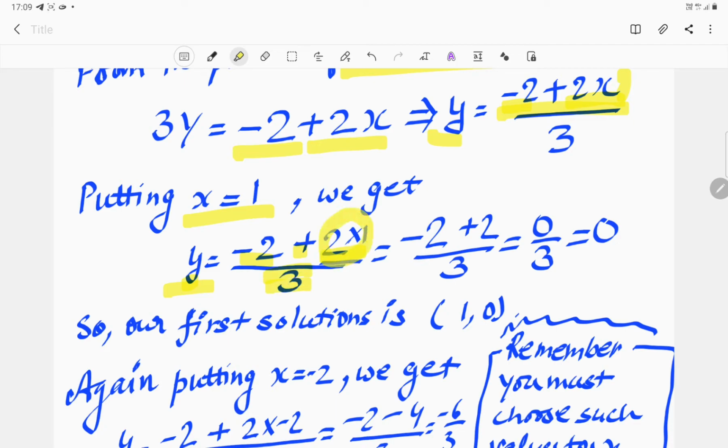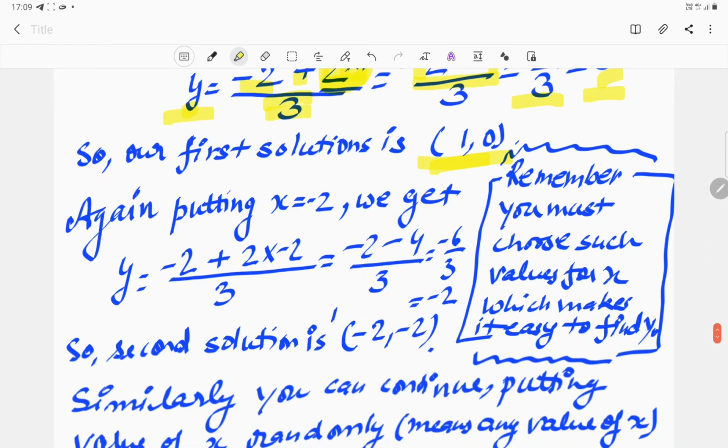Now what is 2 into 1? First of all, you remember BODMAS. You have to multiply first, then add. So minus 2 plus 2 upon 3 is 0 by 3, which gives you 0. 0 divided by any number is 0. So our first solution is x equals 1 and y equals 0, that is (1, 0).